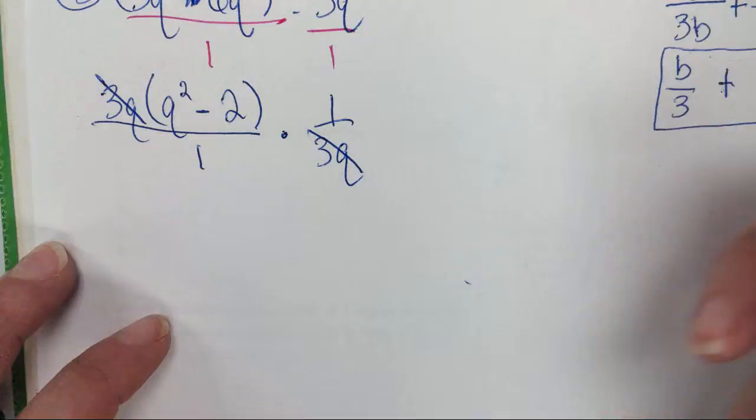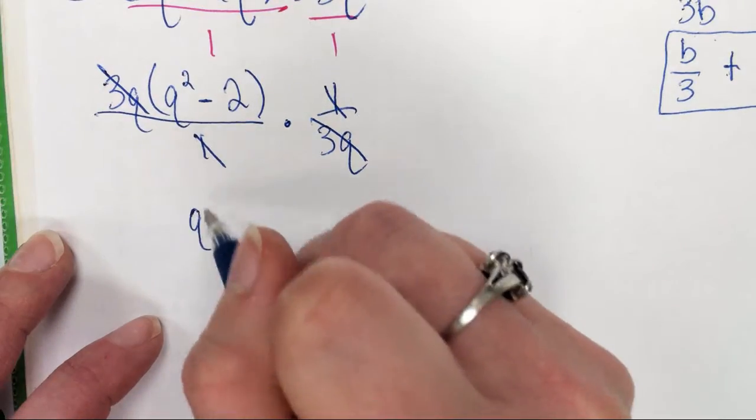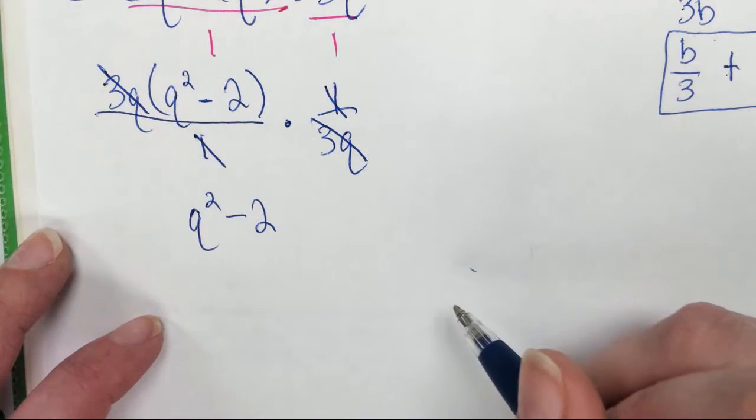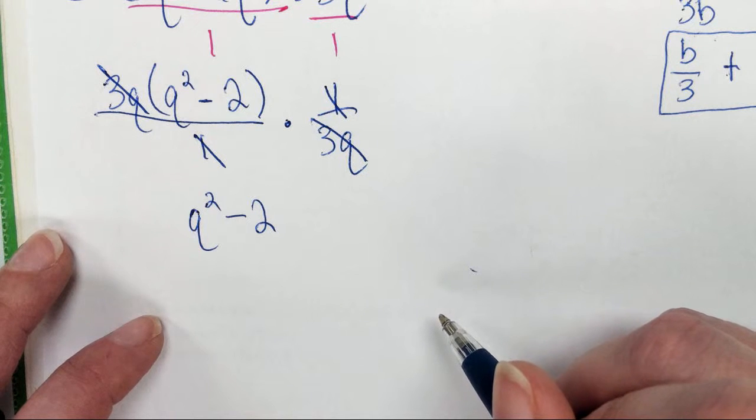3Qs, there you go. And RJ said a 1, yep. So that leaves me with Q squared minus 2. Alright, is that my answer? Or can I do difference of squares? What's the answer? Q squared minus 2? You're all saying something different.